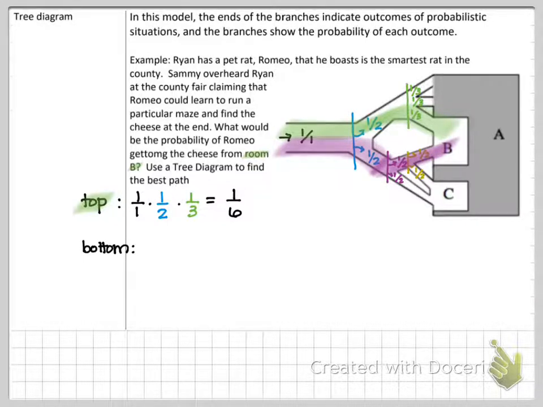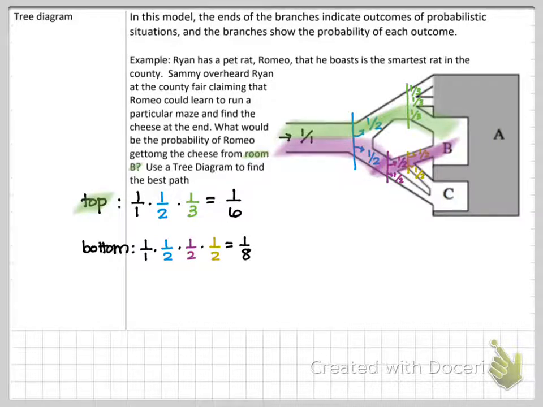So I've got my 1/1 still. Times, okay, bottom path was half. Times, okay, then I went to the top juncture, which was the purple, and that was a half. Times, and then I had that other juncture as well. That was yellow, and that was my 1/2 as well. Okay, I think if I multiply all of those together, that's going to give me 1/8.